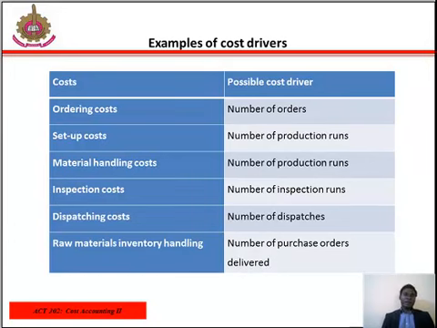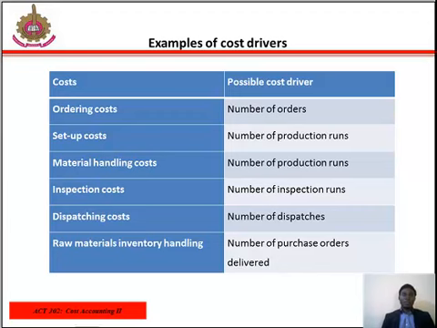Examples of cost drivers: as we said, we have cost, and we have possible cost drivers. Under cost, we have ordering cost, setup cost, material handling cost, inspection cost, dispatching cost, and raw materials inventory handling. Then the possible cost drivers are those things that will drive the cost of that production.